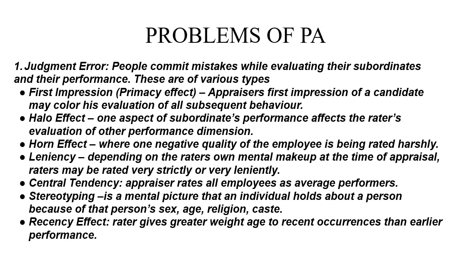Then halo effect. One aspect of the subordinate's performance affects the rater's evaluation of other performance dimensions. So the rater, or the evaluator, or maybe the appraiser, will only take into consideration one aspect of the subordinate's performance, and accordingly he will evaluate the other performance dimensions also. Then horn effect, when one negative quality of the employee is rated harshly. So if a negative quality of the employee comes into the picture, the entire rating or entire feedback of the performance evaluation would be very negative.